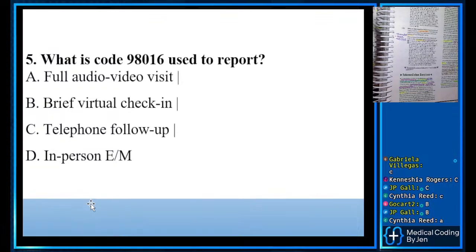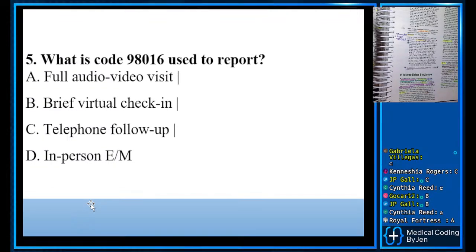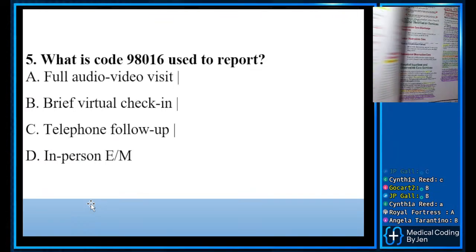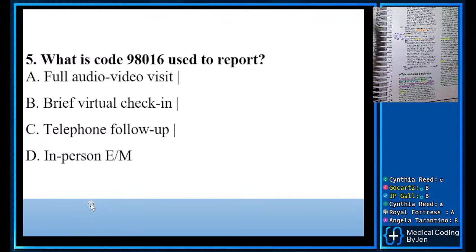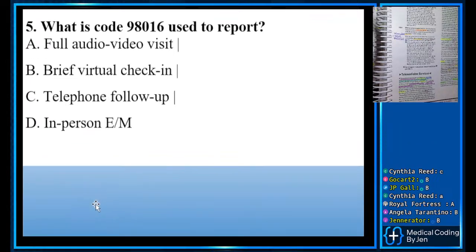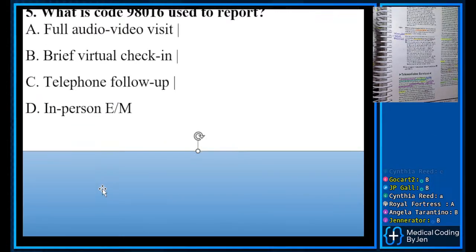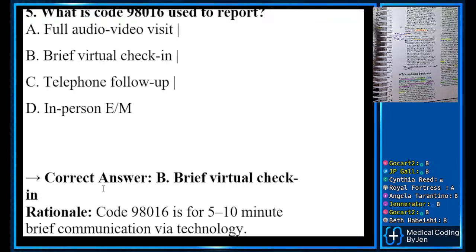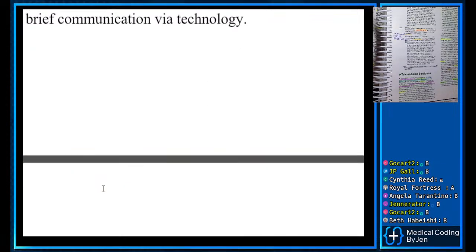Okay, ChatGPT. Okay, what is the code 98016 used to report? What do you guys think? Brief is good. That's a good question. Perfect. Good question. All right.